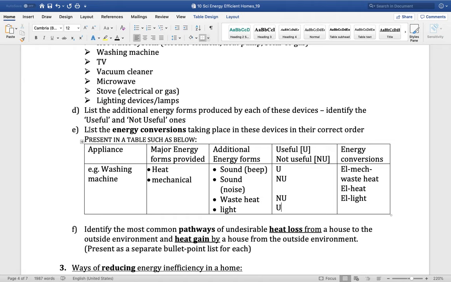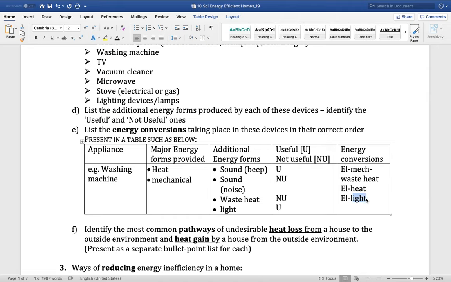The final thing that you need to do in this part is list the energy conversions that are taking place in the device. What this means is that you need to list, almost like a chain of energy conversions. On this one, it's abbreviated, but it goes from electrical energy, which is put into the washing machine and converted to mechanical energy, which means that it starts moving. That mechanical energy then produces waste heat. We also have electrical energy producing heat, and electrical energy producing light.